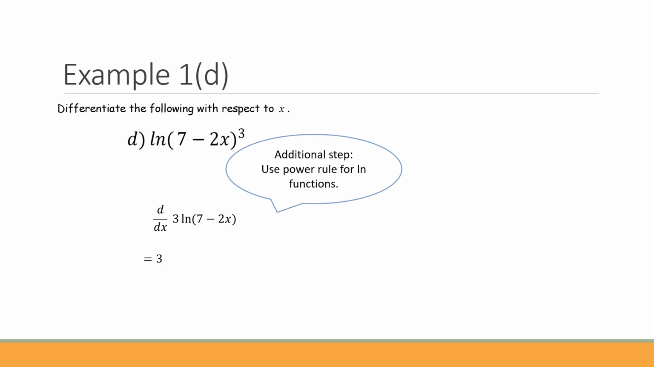So our answer will be: 3 stays there, we do not remove the 3. So we have ln of the function, so 1 over 7 minus 2x multiplied by negative 2. Take note, it's negative 2x, so if we differentiate, it's negative 2. So the final answer is negative 6 over 7 minus 2x.